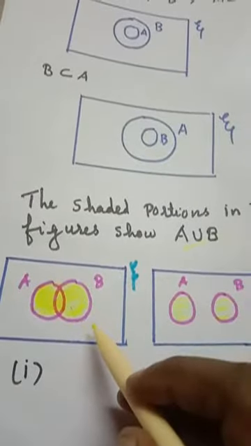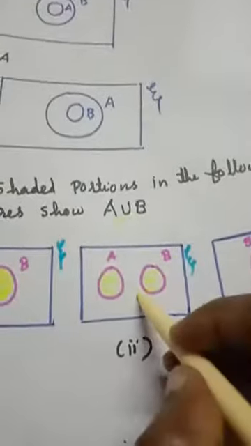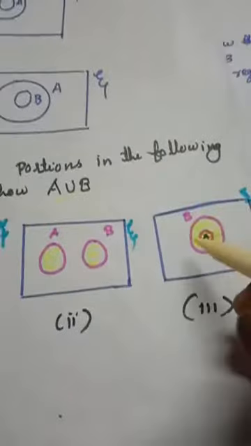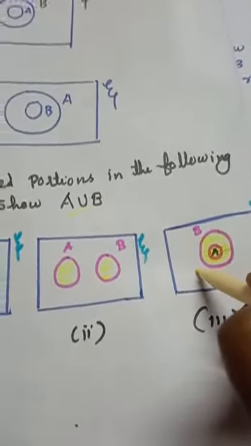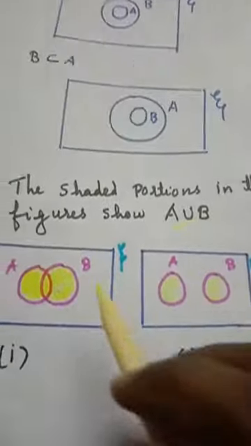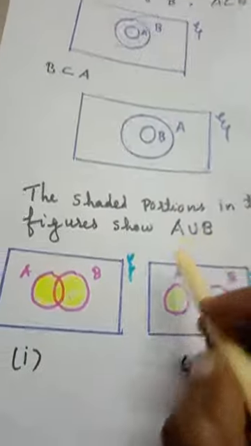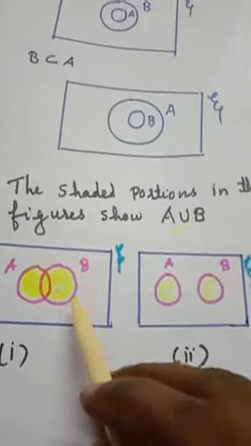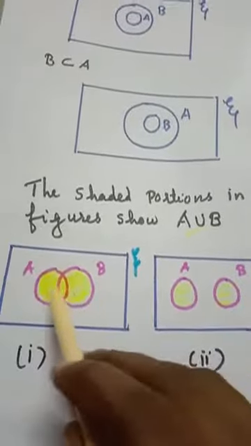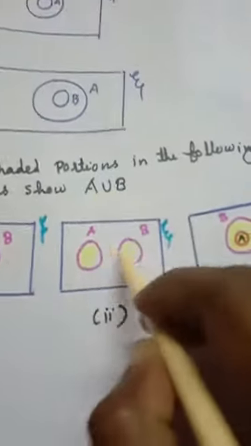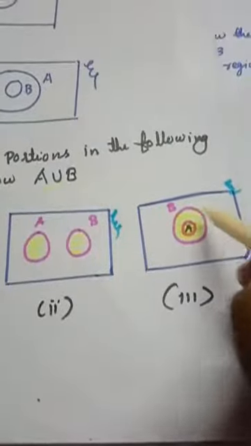Therefore, intersection or overlapping sets, disjoint set and A subset of B. Three types are there. From there, A union B, how to mark? A union B means both elements in A and B. So, you mark this completely. Here also A and B completely. Here also A and B completely.